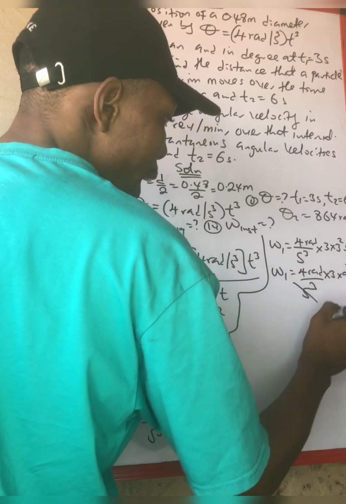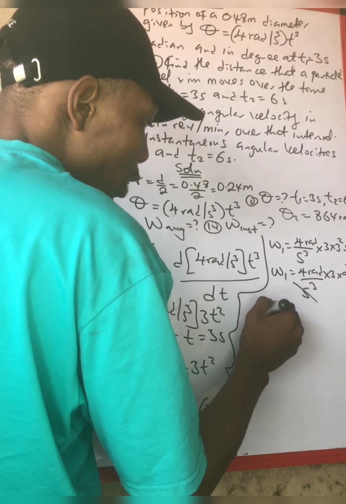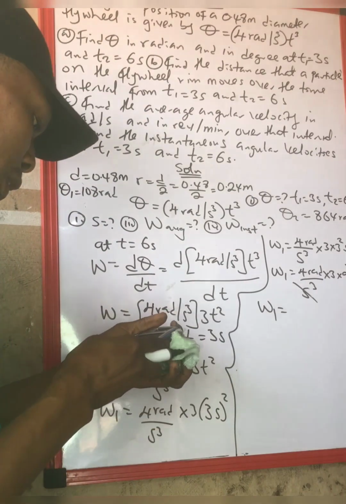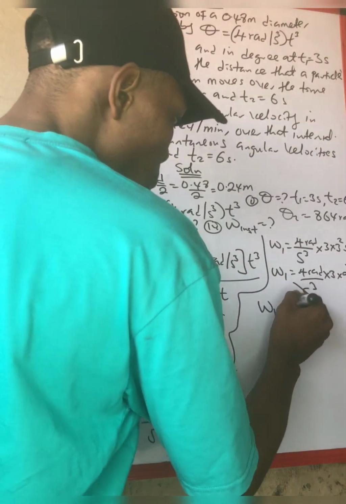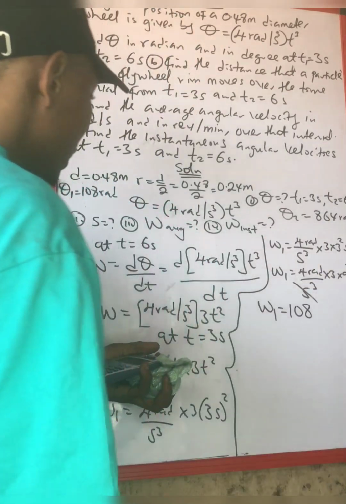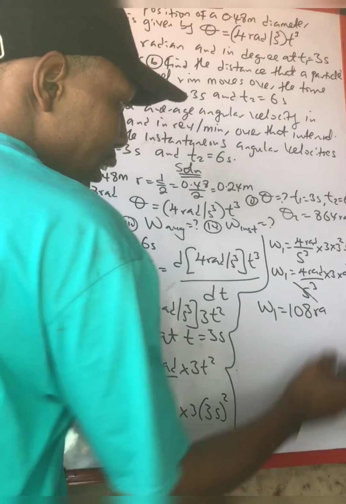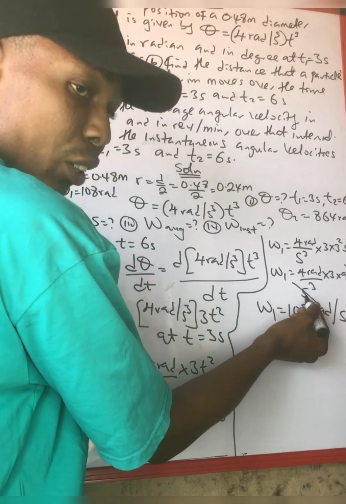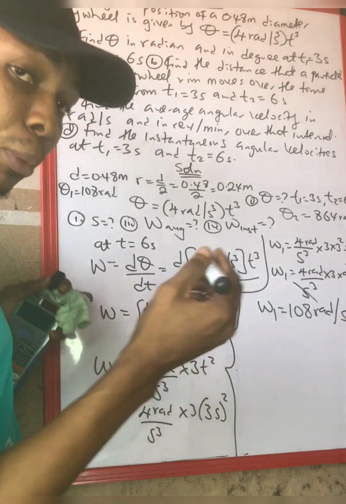This can cancel out this, and you will be left with just a second. Our w1 is going to give us 4 times 3 times 9, so it's going to give us 108 rad per second, because we are left with seconds here. So that's our w1. So we also look for w2.